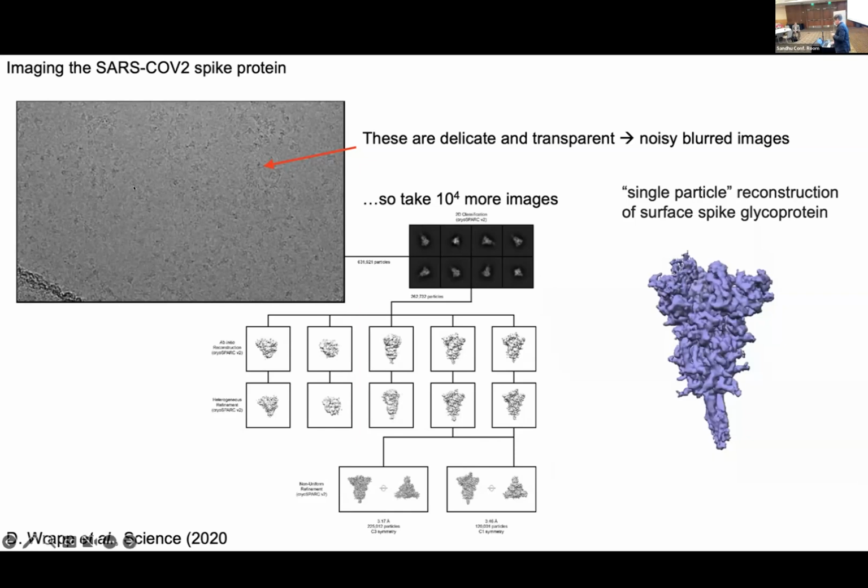So these are embedded in a vitreous ice. So very thin film of water ice. You flash freeze it so it doesn't crystallize. So it's amorphous. And they're flash frozen at all these different angles. And they're very, very blurry. But we use computer algorithms to reconstruct the average structure of these things from all of these very, very blurry images.